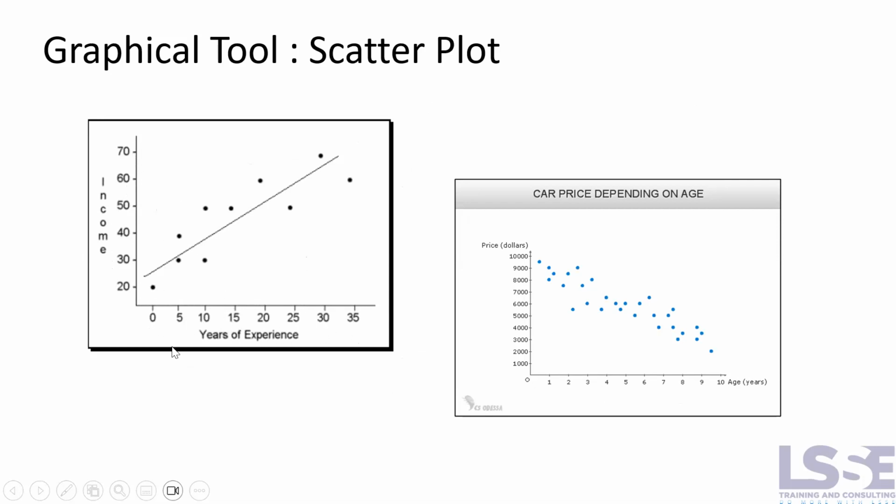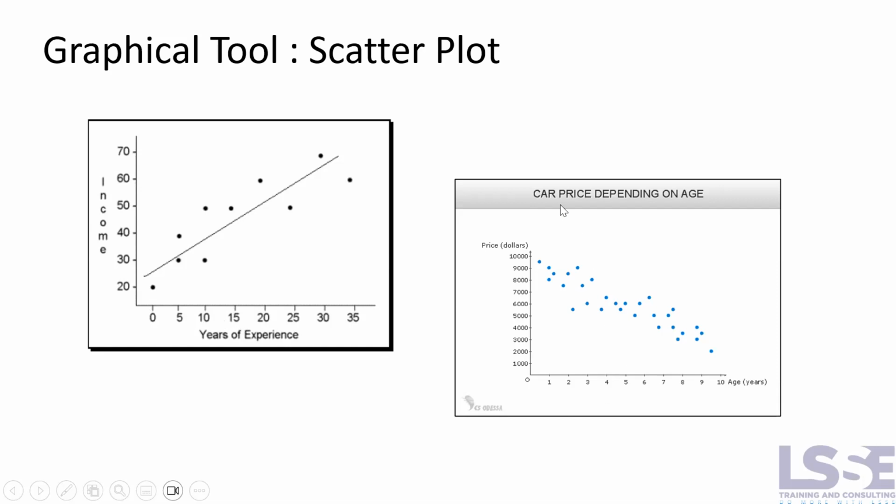So how do we interpret this? It means that the higher the years of experience, the higher is the income expected. By the way, please remember that when you plot this kind of data, plot the independent variable on the x-axis or the horizontal line, and your dependent variable on the vertical axis or the y-axis.